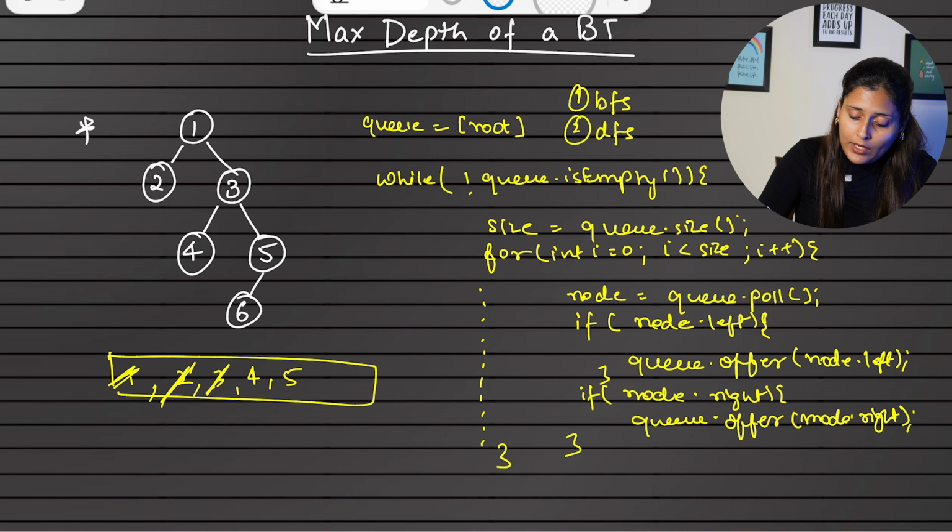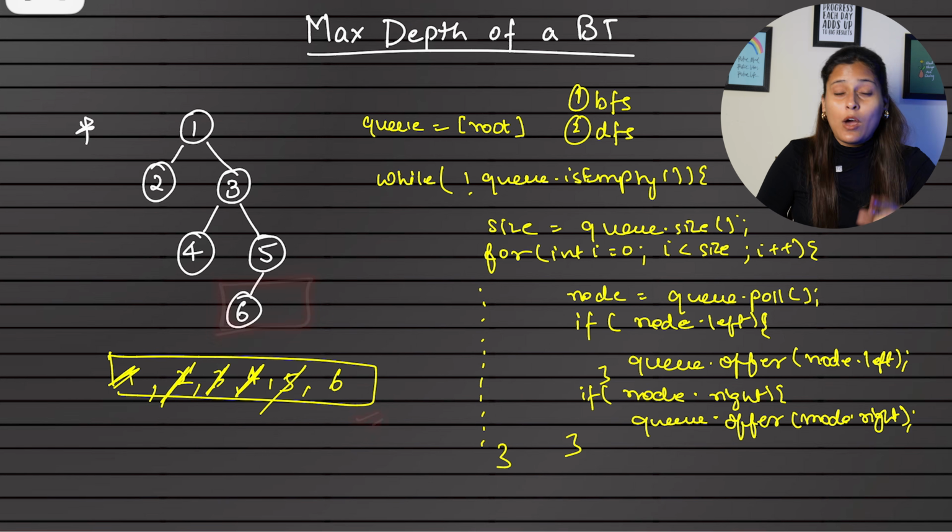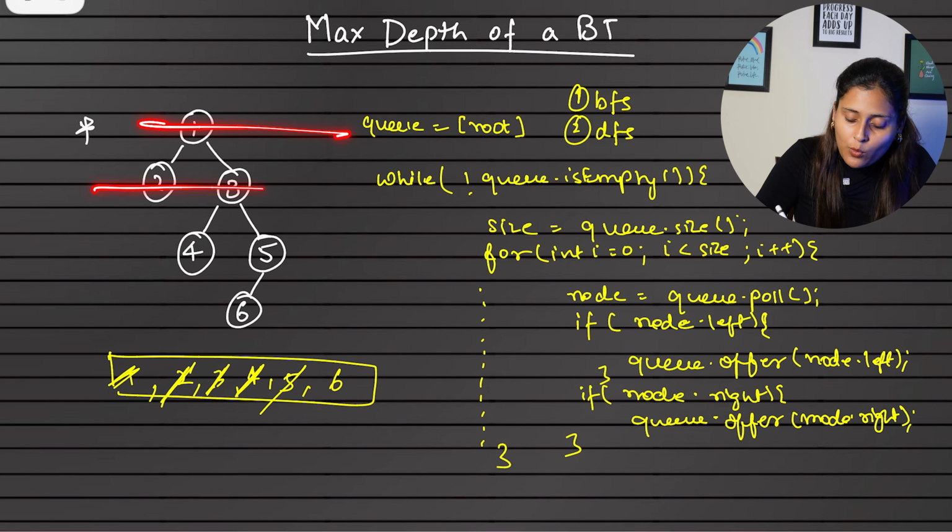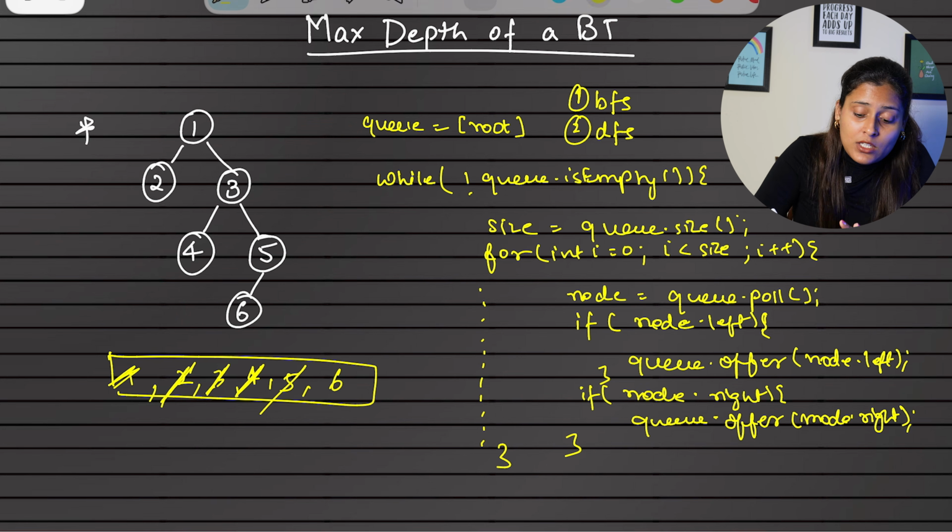Okay, so we'll pop 4. It does not have any child. Pop 5, we'll insert 6 now, correct? And now next time the for loop will run for 1 time. So how many times has the for loop run? Can I say 1, 2, 3, 4? And that is nothing but the level.